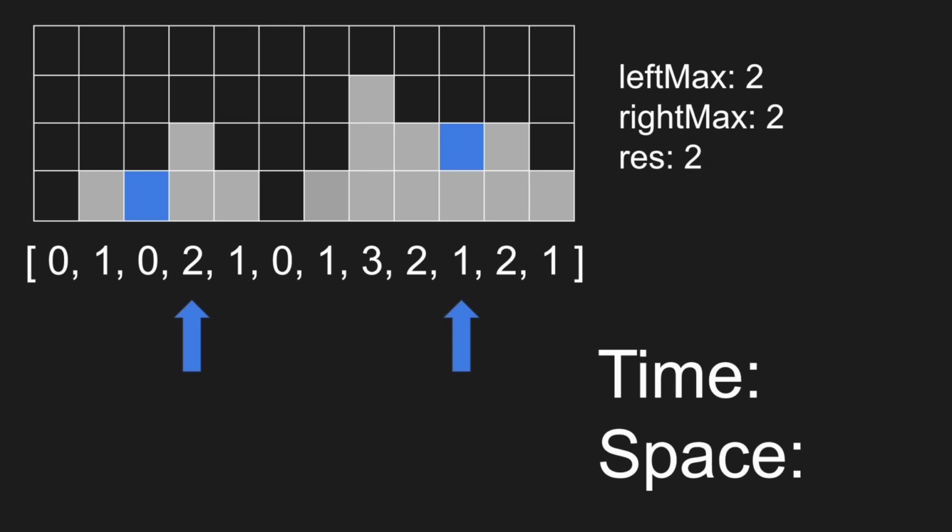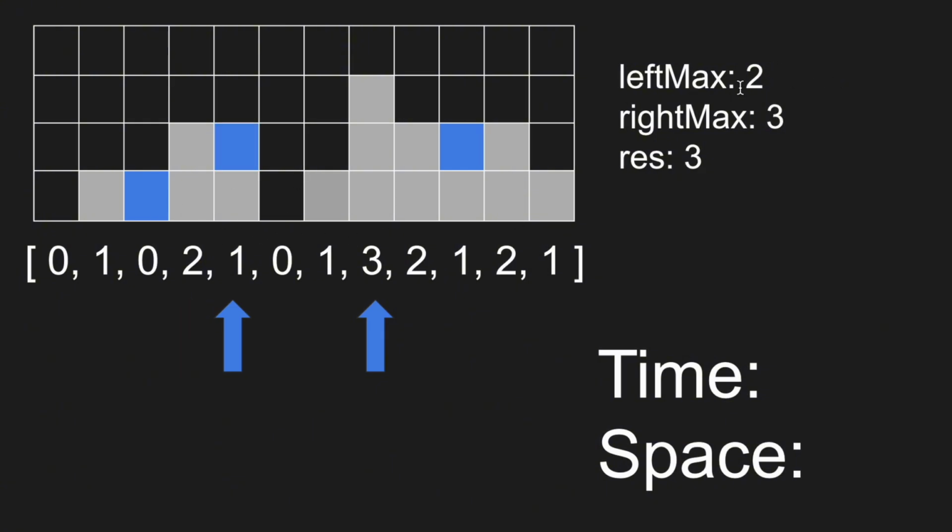And now that the right max and left max are equal, we still shift the right pointer. The right max minus 2 is 0, so no change. And we shift the right pointer, update the right max, subtract right max from the current index, 3 minus 3 is 0, so no change. And now left max is less than right max, so we shift the left pointer.